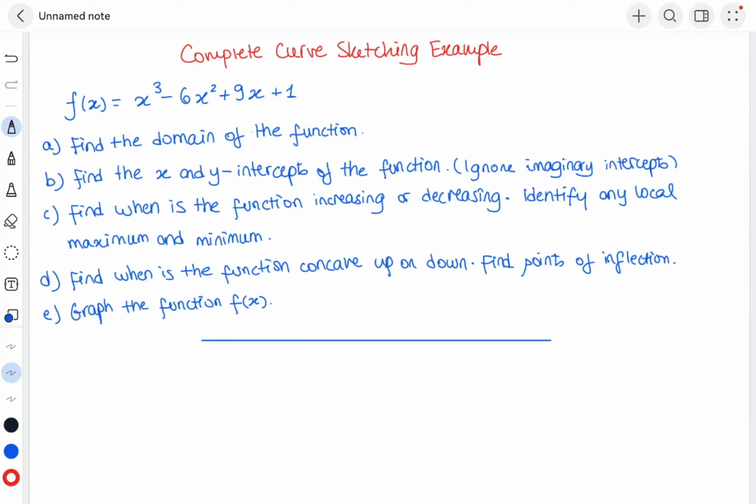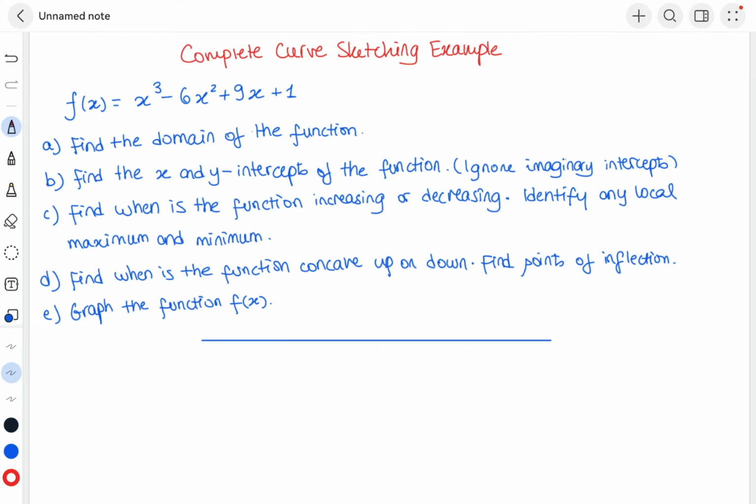Today, we'll be solving a complete curve sketching example with the polynomial function. I gave you a polynomial function, which is x cubed minus 6x squared plus 9x plus 1. The first thing we need to find is the domain of the function. The second thing is to find the x and y intercepts. And we'll ignore imaginary intercepts, since I solved it already and I saw there are some imaginary intercepts.